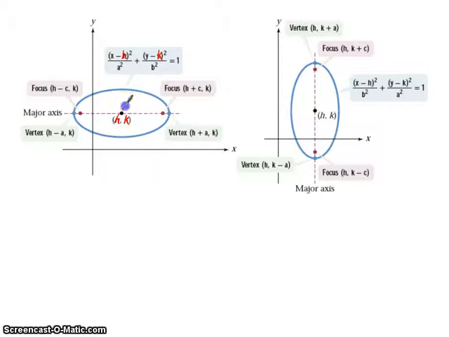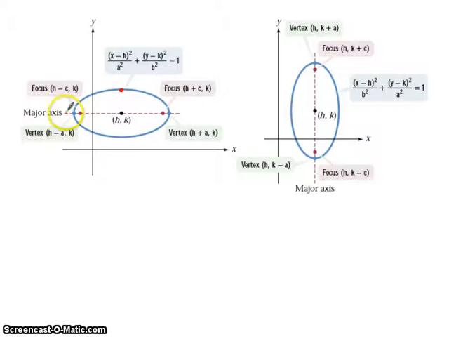The a value is still the distance from the center to the vertex point. The c value is still the distance from the center to the focus point. The b value is still the distance from the center to the end of the minor axis. So if we look around here at the focus and the vertex, and really the endpoint of the minor axis, we'd see that we need to have the center along with a, b, and c in order to identify those points.